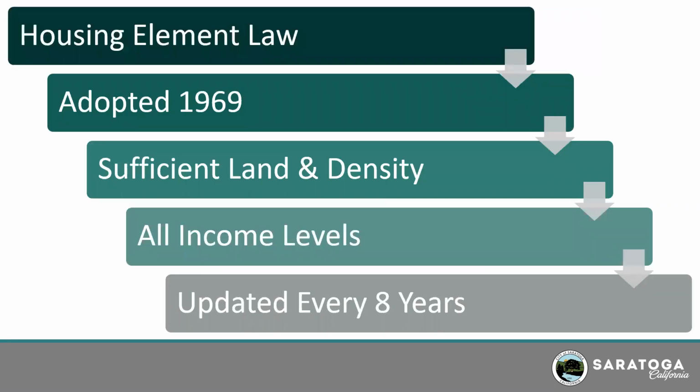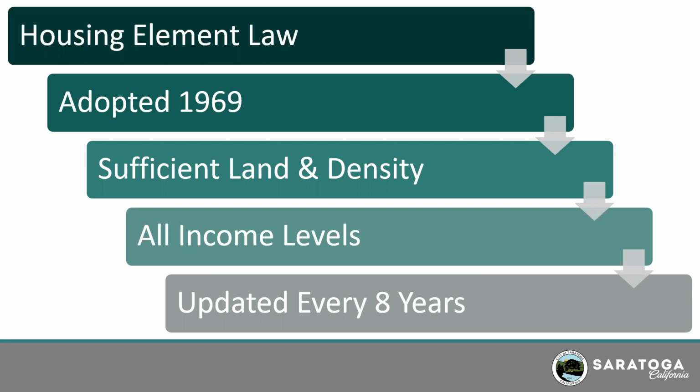The California Housing Element Law was adopted in 1969 during the Civil Rights Movement, with one of the goals being to address racial segregation. This state law seeks to ensure that each city and county has designated sufficient land at sufficient densities to meet its fair share of projected housing needs.